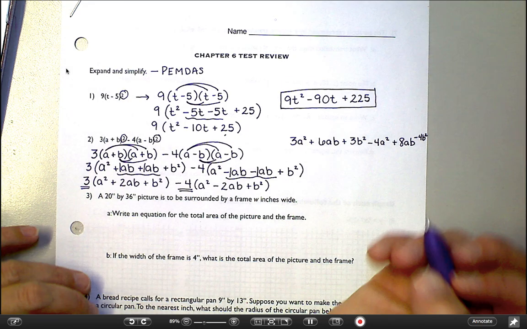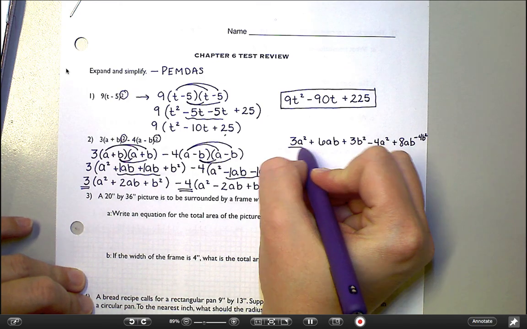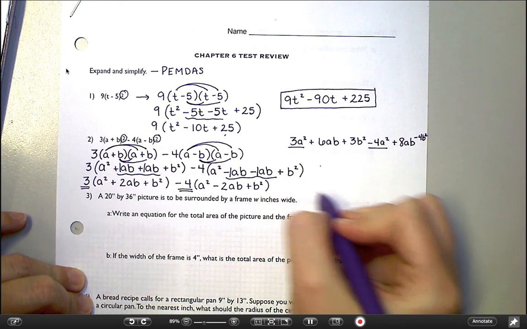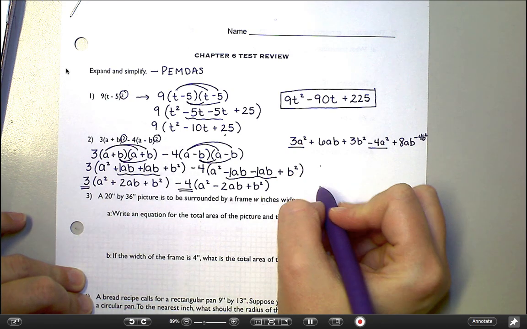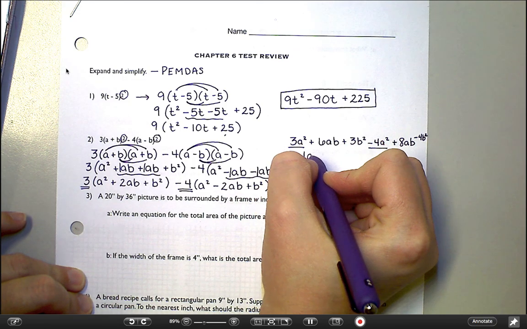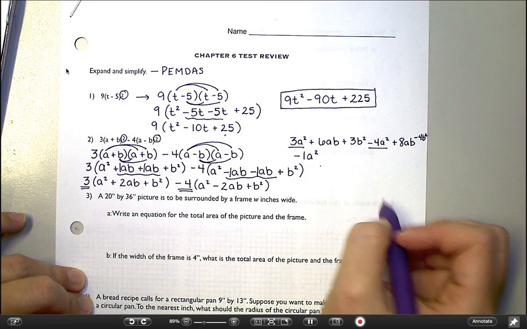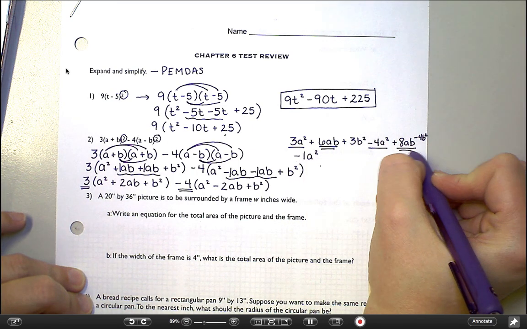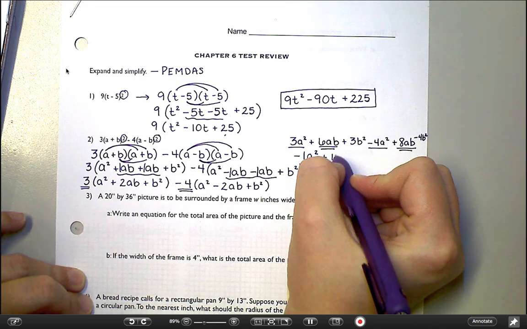Okay, so now I'm looking for my like terms here. I've got a 3a squared minus a 4a squared, so I get negative 1a squared, or just negative a squared. I have a 6ab and an 8ab, which all together make 14ab.